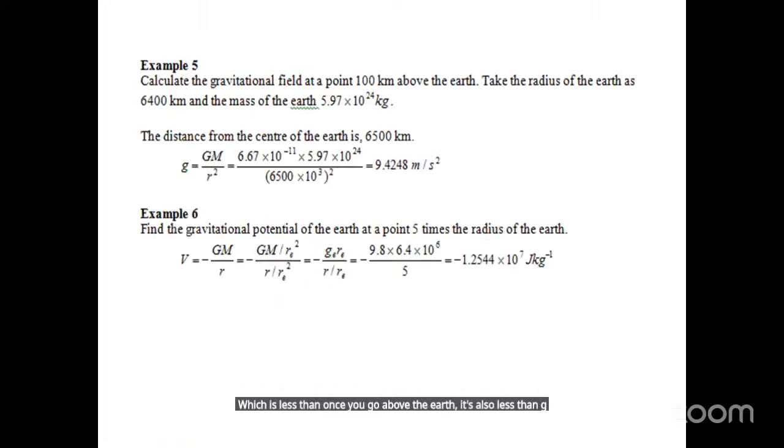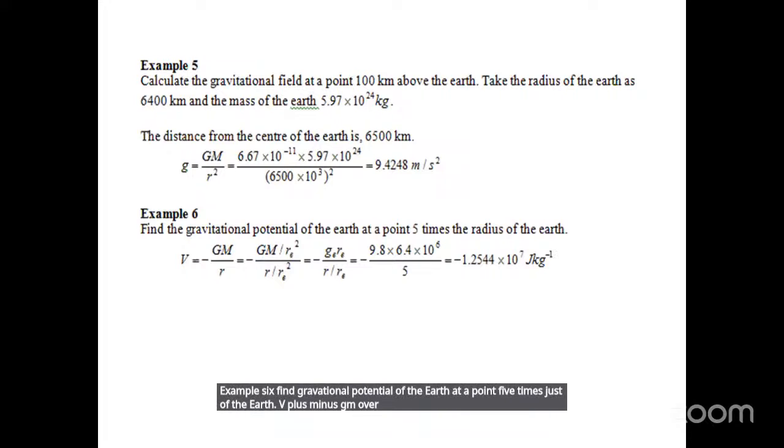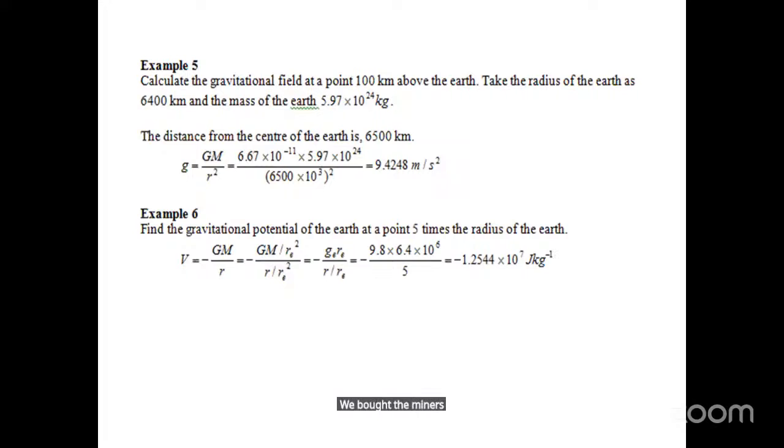Okay. Example 6. Find the gravitational potential of the Earth at a point 5 times the radius of the Earth. V equals minus GM over r. Divide top and bottom by R_E. You get minus g_E R_E over r over R_E. So 9.8 times the radius of the Earth, and we are able to get r over R_E from that formula. So that will give us minus 1.254 joules per kilogram.